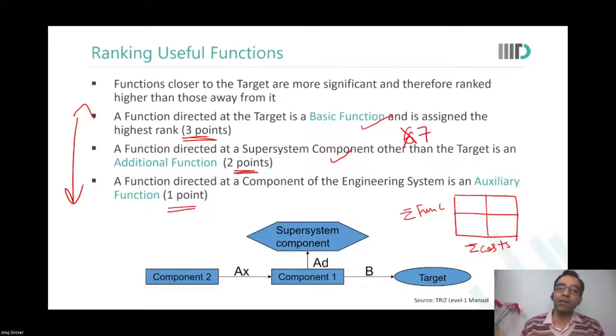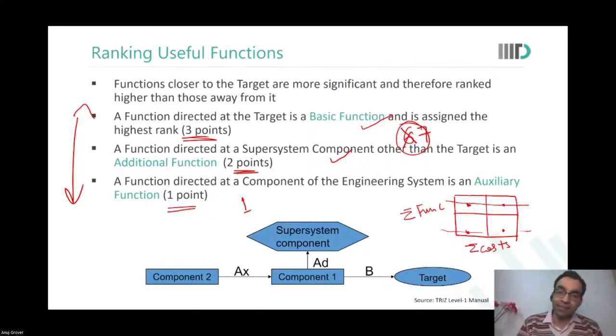If it is involved in just one auxiliary function, then the sigma of function is 1. So it would lie somewhere here. Now, depending on the cost, it could be in this quadrant or in this quadrant. This one would probably lie somewhere here. Depending on the cost, it could be in this quadrant or in this quadrant.